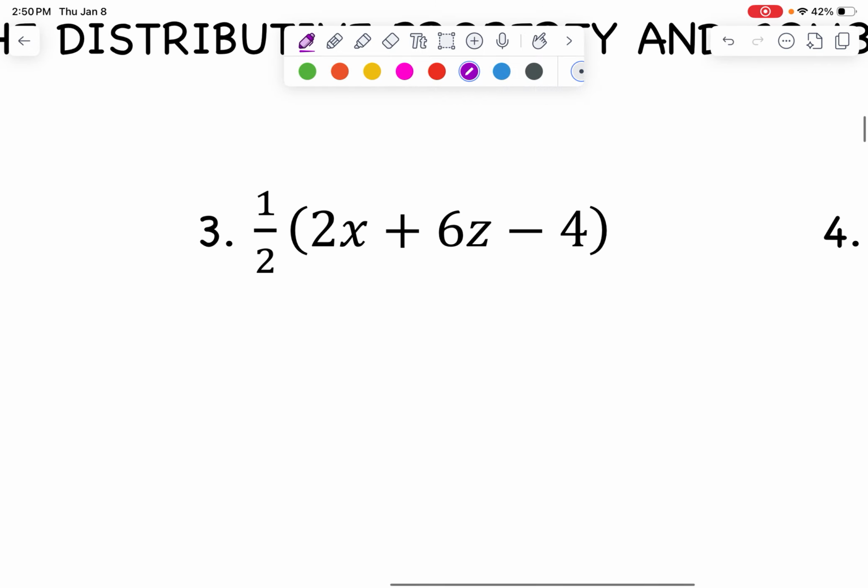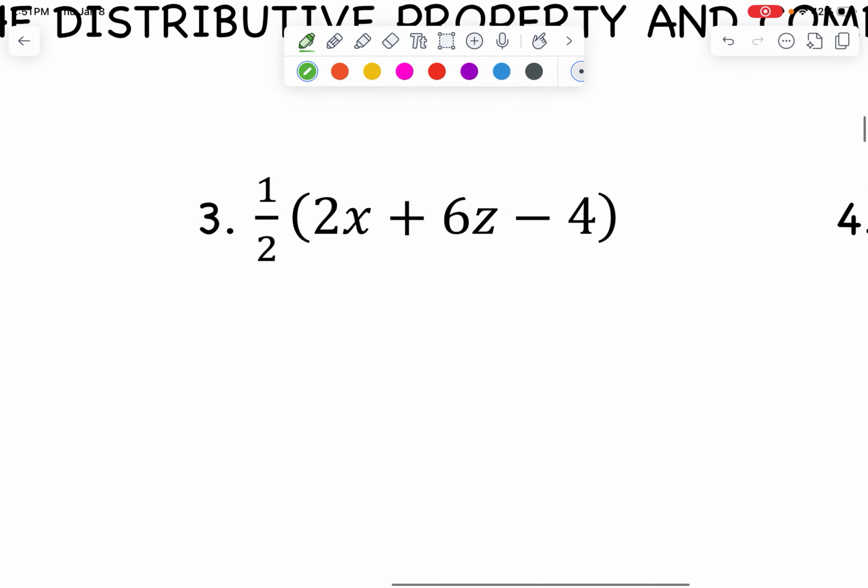All right, number 3, don't freak out when you see fractions. You have a calculator that you can use, so no big deal. Notice I have 3 terms inside, but none of them are like terms. I've got an x term, a z term, and a constant, but I do want to get rid of those darn parentheses, so I'm going to take that 1/2 multiplier and multiply everybody by a half. And if you need to use your calculator, that's great.